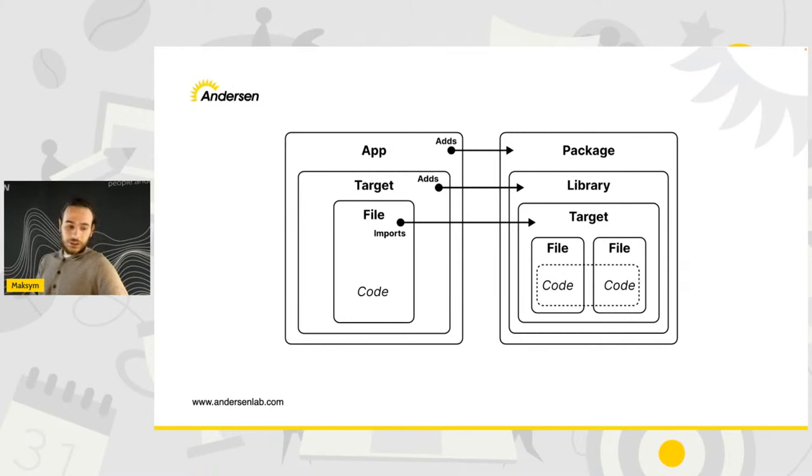The package is going to contain a library, which is a product of this package. And a library is going to contain a target, which at the same time is going to have a lot of files. And so the target of the application adds a library, and a file imports a target, which has files. With the help of that operation, we have the code, which is defined in files of the target, in our file, which exists inside of the application. That was the first part.